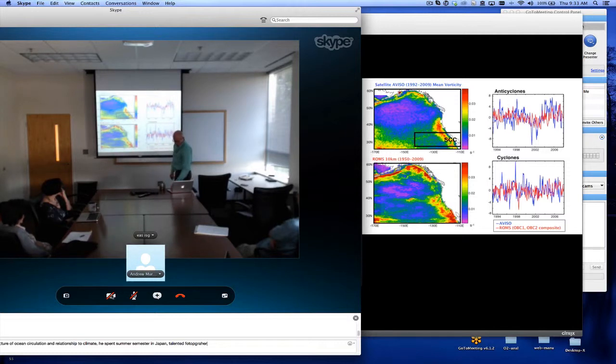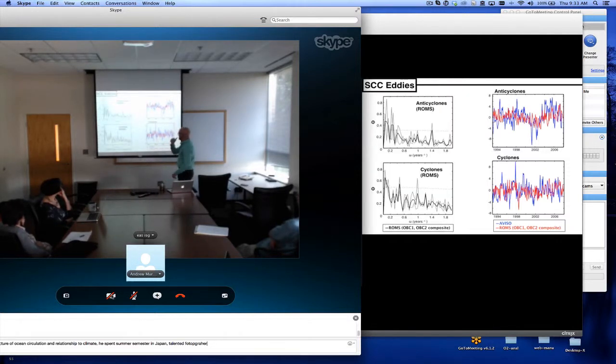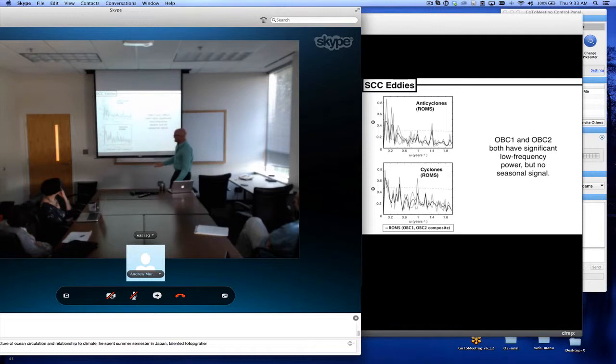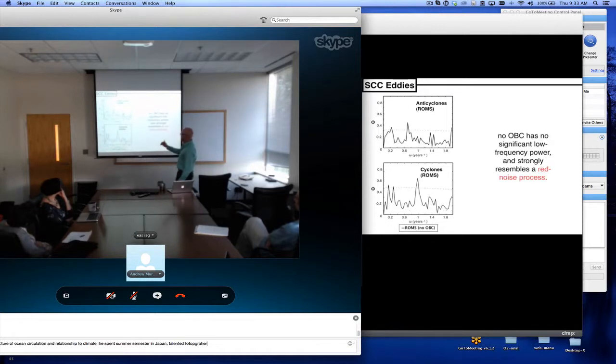If we look at the spectra, there's a little bit of a hint as to why. These spectra, unlike the last ones, just come from OBC1 and OBC2, so they only include the runs that have the offline boundary condition. Once again, you have this significant interannual and decadal variance on the low end. If we compare it to a spectrum derived from the no OBC run, without the coastal trapped wave variance, we don't see any significant low frequency variance at all. Without that ENSO signal, it resembles a red noise process.